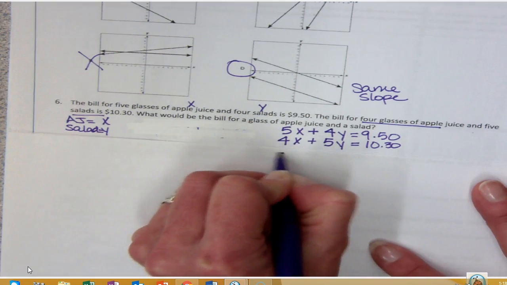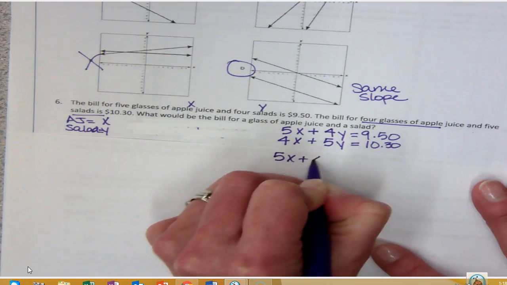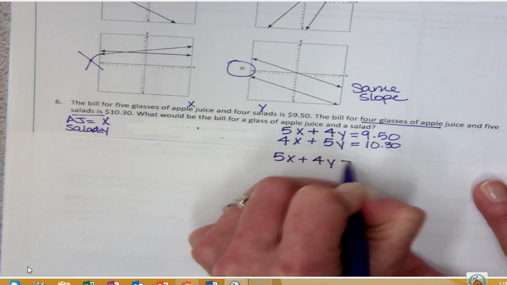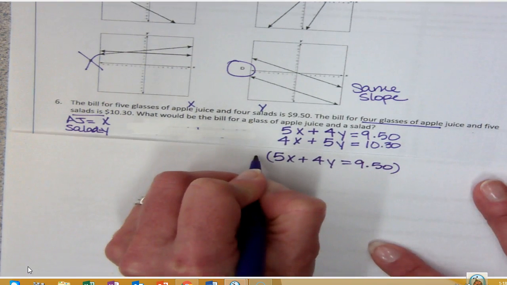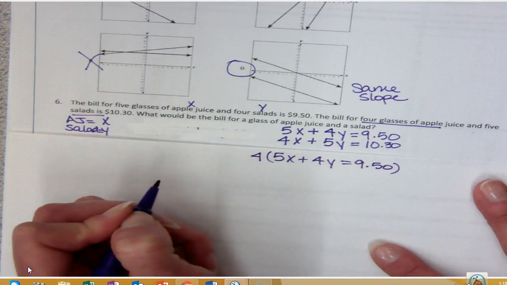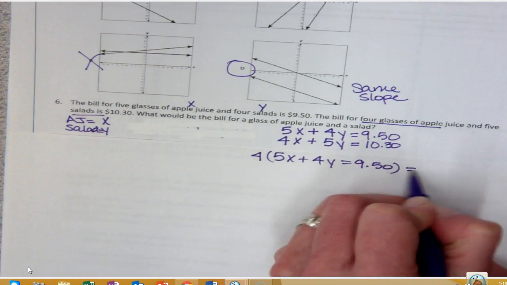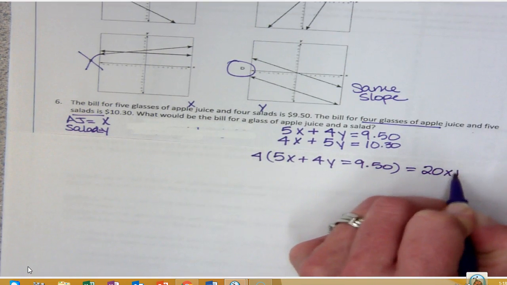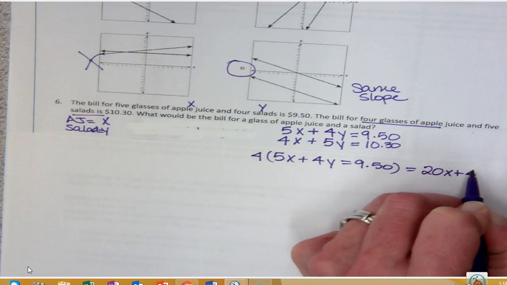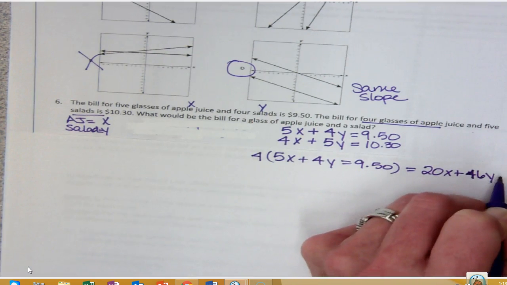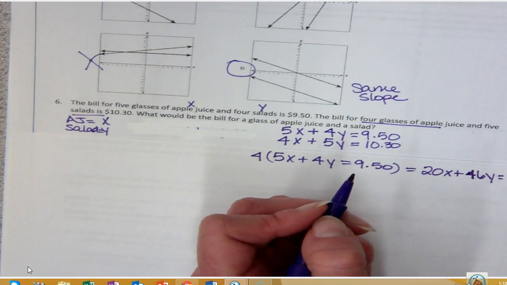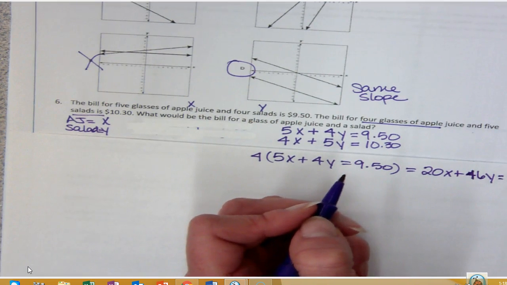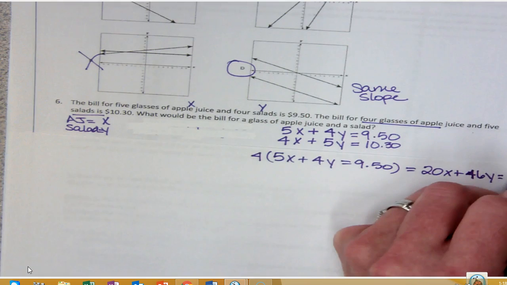I know if I multiply 5x plus 4y equals 9.50 times 4, that will get me 20. So when I do that, I get 20x plus 16y equals 9.5 times 4 is 38.